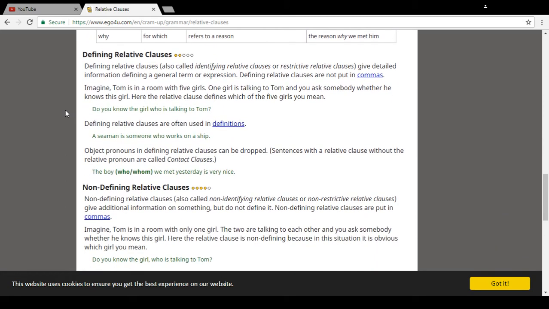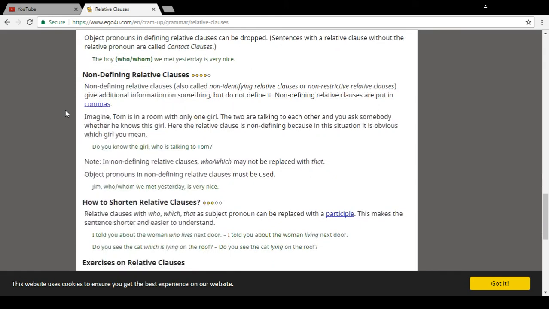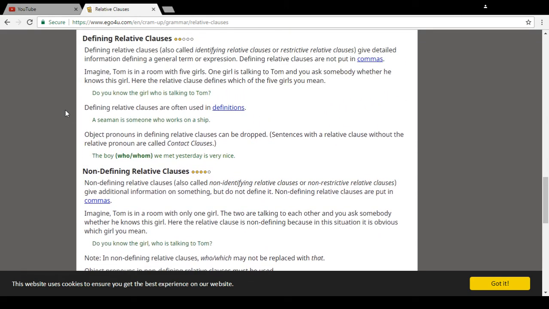Defining relative clauses, also called identifying relative clauses or restrictive relative clauses, give detailed information defining a general term or expression. Defining relative clauses are not put in commas. Znači, ove definirajuće odnosne klauze, također se nazivaju identificirajuće ili restrikcione klauze, daju detaljne informacije o nekim izrazima, odnosno terminima. I one se ne stavljaju između zareza, to sam već rekao.